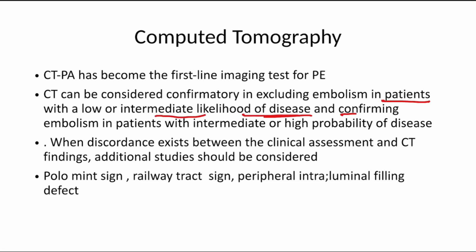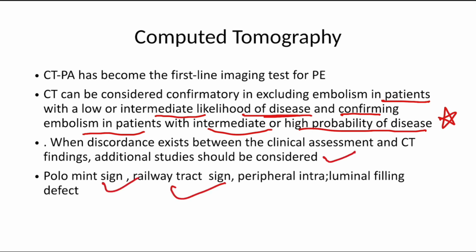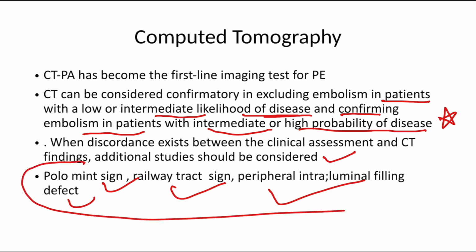So CT scan can be considered confirmatory in excluding embolism in patients with a low or intermediate likelihood of disease, and confirming embolism in patients with intermediate or high probability of disease. Very, very important, so we should perform it. When discordance exists between the clinical assessment and the CT finding, additional studies should be considered. They are telling like Polo mint sign, railway track sign, peripheral intraluminal filling defect used to be there. So these are the signs which are present in CT.